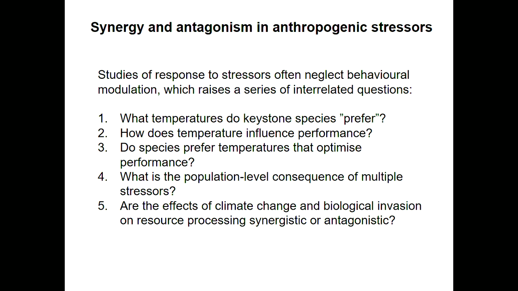And then on top of that, we can ask at which temperature do they perform best. But then we can combine those two questions to see whether or not the species are preferring those temperatures at which they perform optimally. And we can start to scale up to look at projecting some of these laboratory experiments into the field to look at what the emergent properties might be once we incorporate these different life history traits. And finally, once we've got this kind of scaled up model, we can look at whether or not the processes that we're looking at are actually synergistic or antagonistic. So I'm going to talk you through how we did each of these parts of the study.